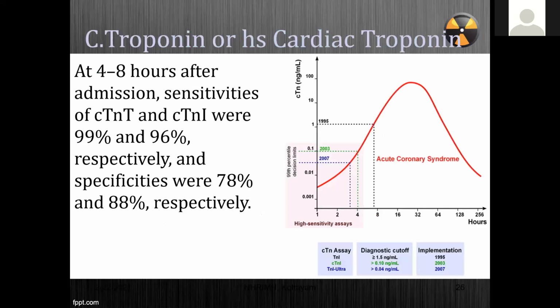How about the test performance? Sensitivities of cTnT and cTnI were 99% and 96% respectively, and specificity were 78% and 88% respectively. So if cTnI is normal, cTnI is negative, then you can happily say that he is not MI. So that's what specificity means, just ruling out. Yeah, here you can see. I will go to this.